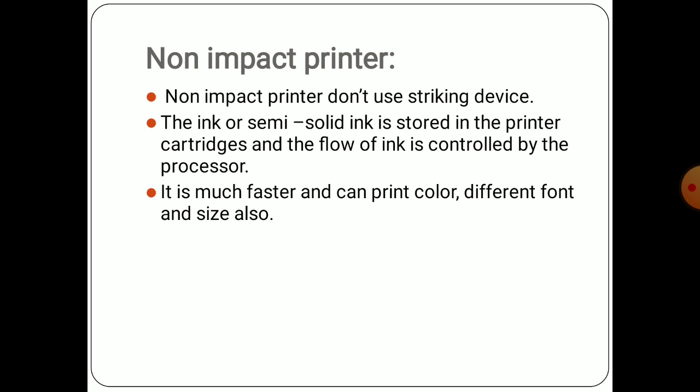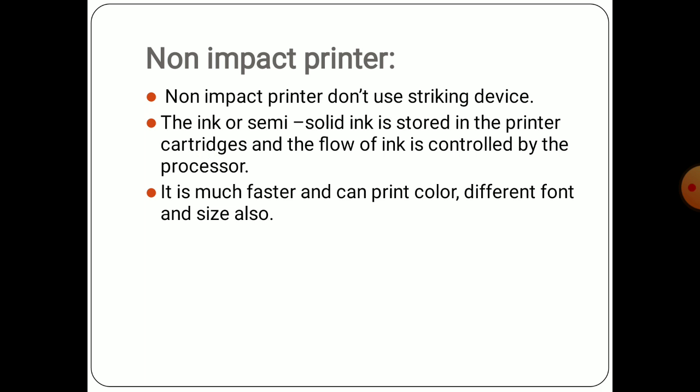The next part we have is the non-impact printer. Your non-impact printer doesn't use any striking devices to print, as we use in the impact printer. Here we don't use any striking devices. The ink or semi-solid ink is stored in your printer in what is called a cartridge. In your impact printer we use ink ribbons. Here we use cartridges.